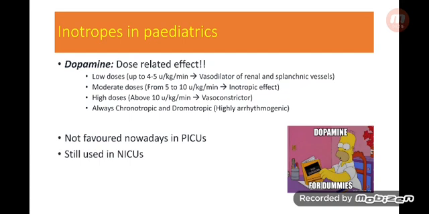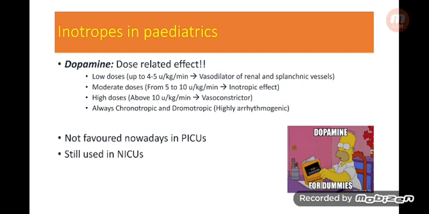If you keep going forward above 10, then usually you're going to get a vasoconstrictor effect, which is going to put the blood pressure up. This also adds to the fact that dopamine, no matter the dose that you're using, is always going to be a chronotropic and a dromotropic drug, which makes it a highly arrhythmogenic drug. It's not used as much in PICUs nowadays.